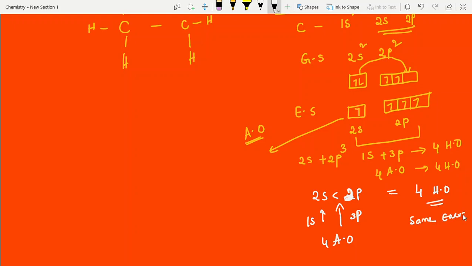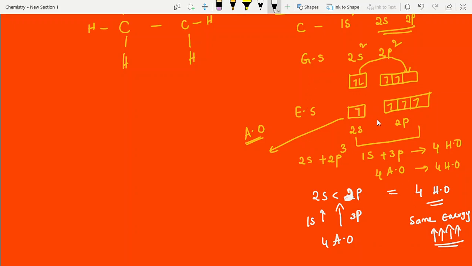So here you can expect the questions. 4 atomic orbitals are involved in hybridization. How many hybrid orbitals will come? The same number, it will not change. But what is the change here? Energy. Here it may be different energy, but here it has the same energy. So like that I am showing. Clear point, students?